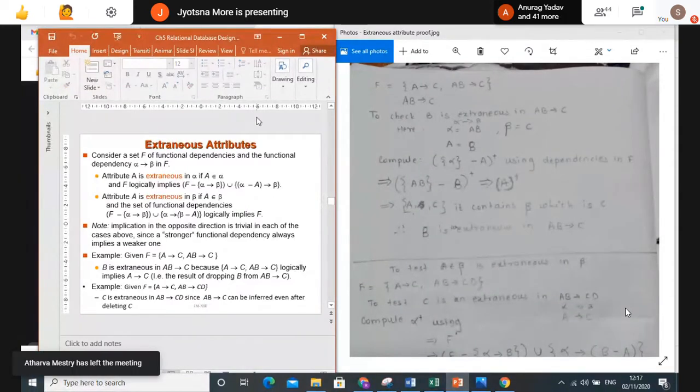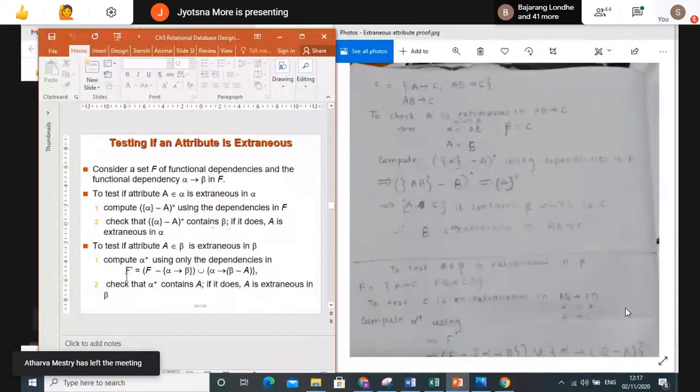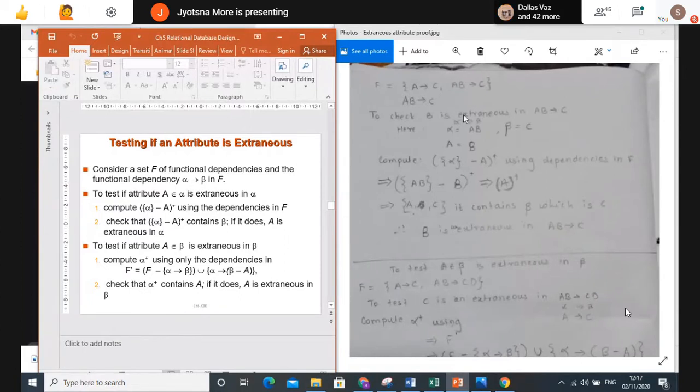As per the testing formula, when I want to check whether any attribute on the alpha side is extraneous, this is the first rule or first test case I have to do. Here in my case, alpha is AB and beta is C. So I can put the values in this formula as per the alpha and beta format, alpha determines beta.